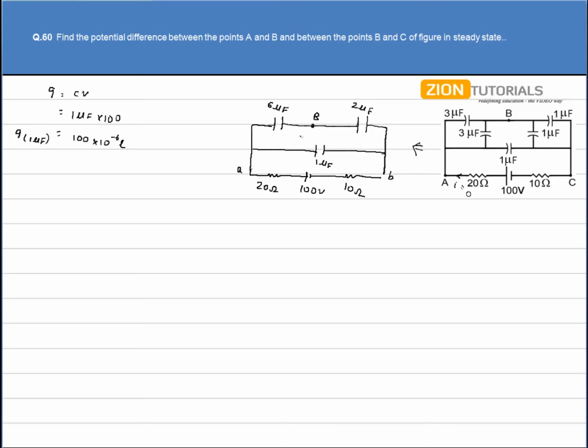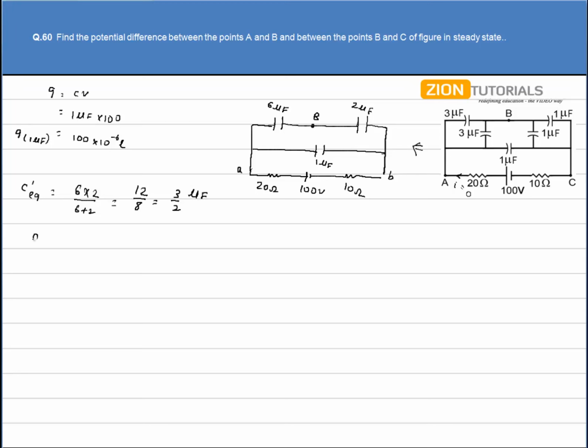Now to calculate the charge on 6 microfarad and 2 microfarad, I have to calculate the resultant of 6 microfarad and 2 microfarad first. Let it be C dash equivalent. So it will be equal to 6 into 2 divided by 6 plus 2. That is the series combination of the capacitors, comes out to 12 by 8 or 3 by 2 microfarad.